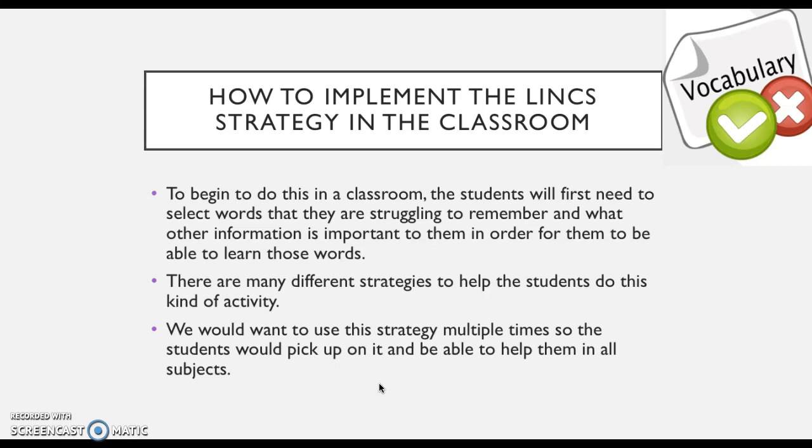So not only can this strategy be used in like language arts or writing, reading, etc., it can also be used in science, math, social studies, pretty much anything that you can think of that would have a vocabulary word in it.